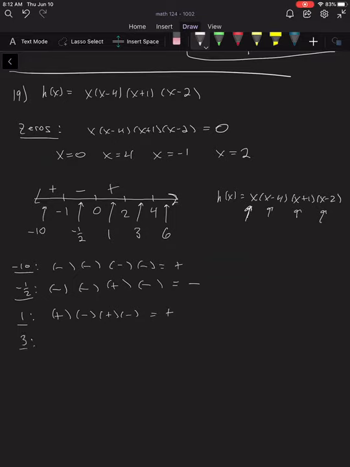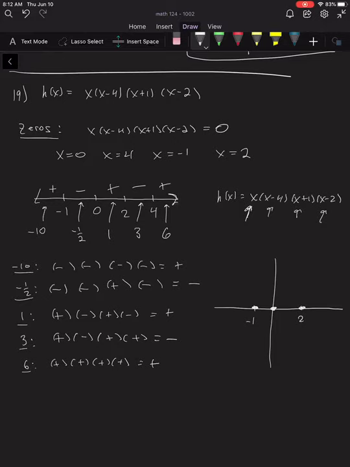Next number was 3. So if we plug 3 in, we're going to get plus, minus, plus, plus. So that gives us a minus sign. The last one's 6. They'll all be positive. And that gives us a positive. All right, so we have our table, so we can draw our graph. And we always start with putting the zeros on the graph. So our zeros were -1, also 0. Then we had 2. Then we had 4. Let's move this over a little bit.